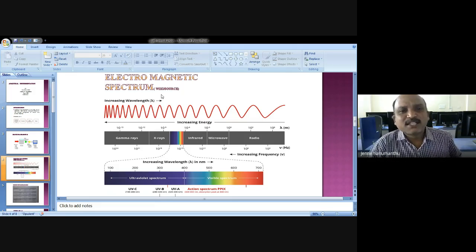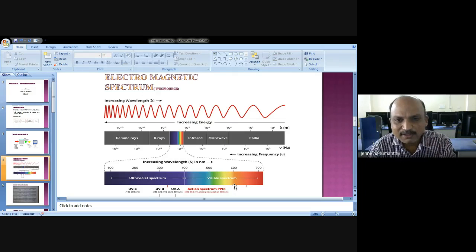In this electromagnetic spectrum, which is represented in a sinusoidal manner, the complete spectrum can be divided into a number of frequency ranges as per the wavelength of the light. See, this graph represents the wavelength versus frequency. This range comes under gamma rays, this comes under X-rays, and this portion comes under the ultraviolet spectrum and visible spectrum.